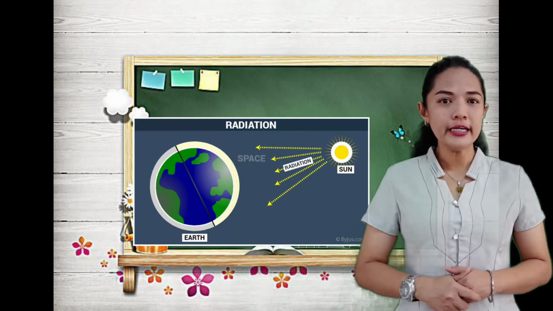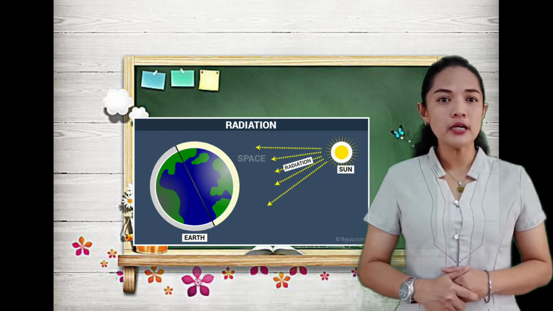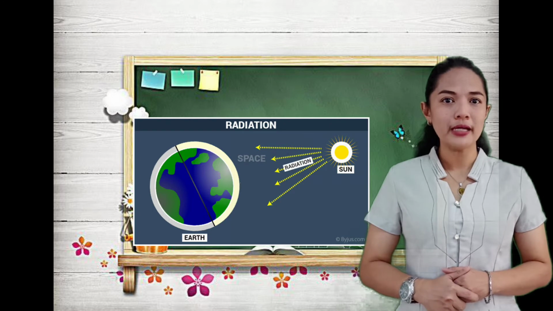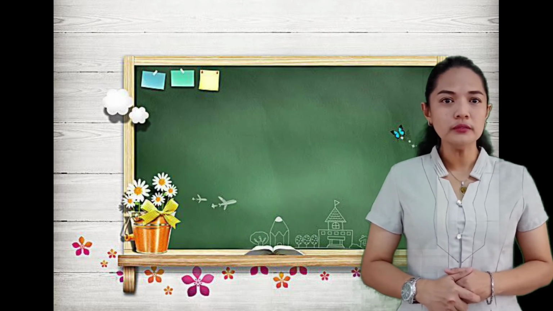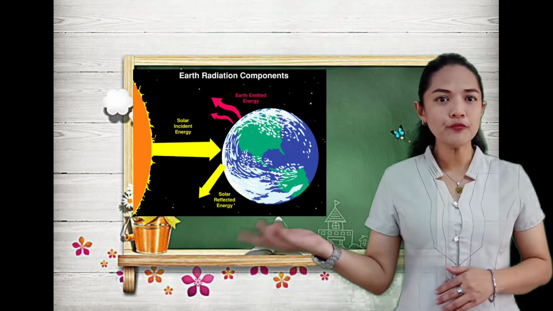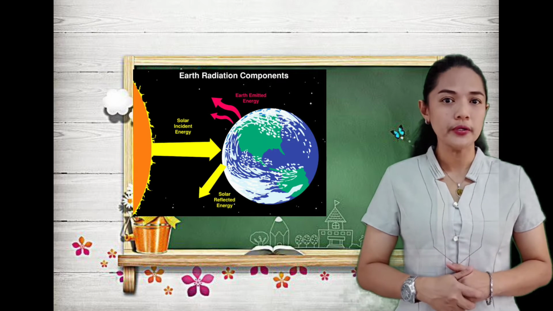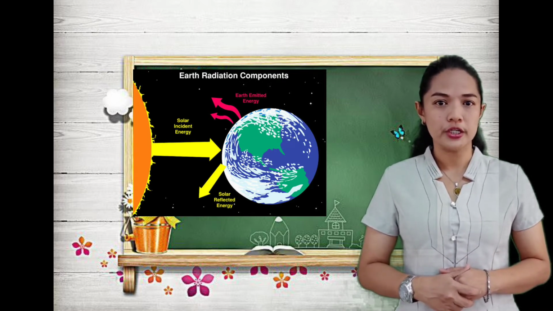Radiation is the heat transfer by electromagnetic waves through space. It does not require the interaction between matter. Example: the heat from the sun warms the different parts of the earth. You can feel the heat from the sun even if you cannot touch it.